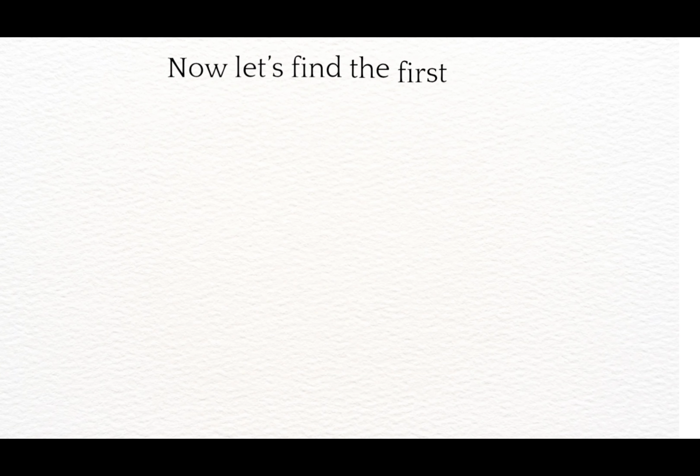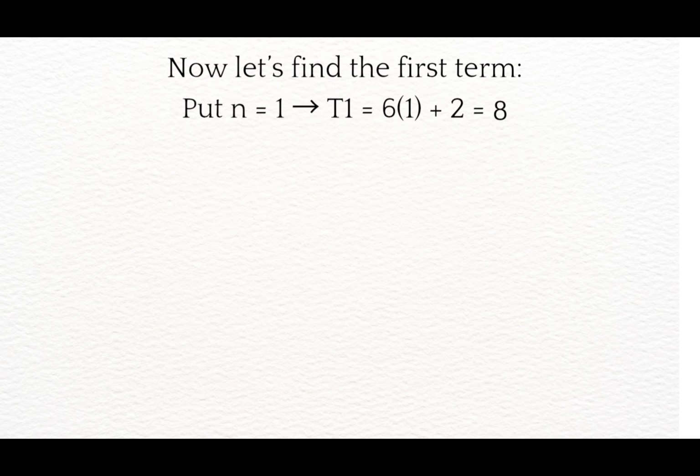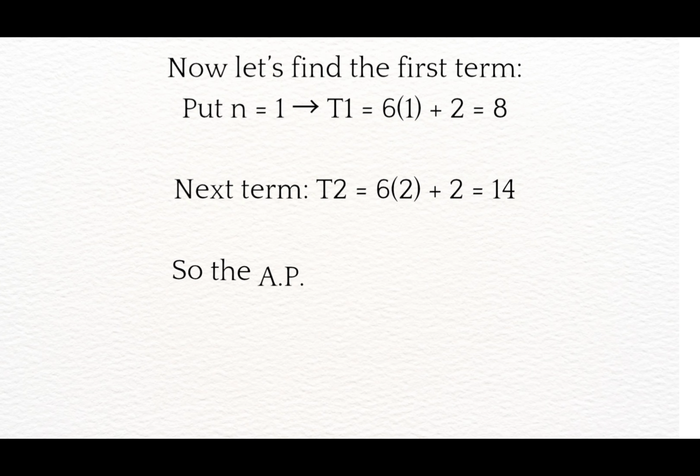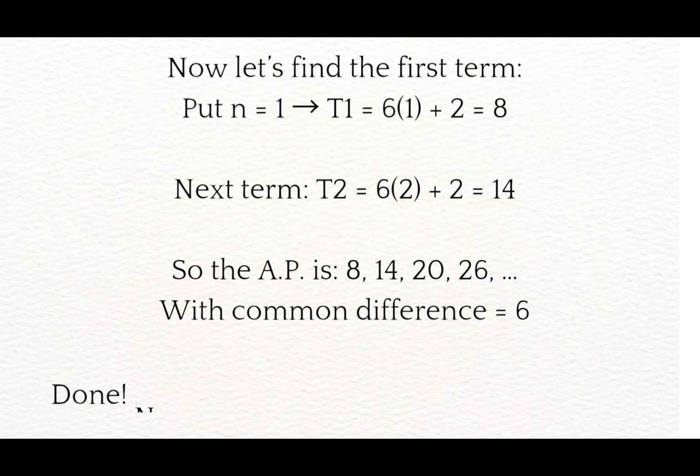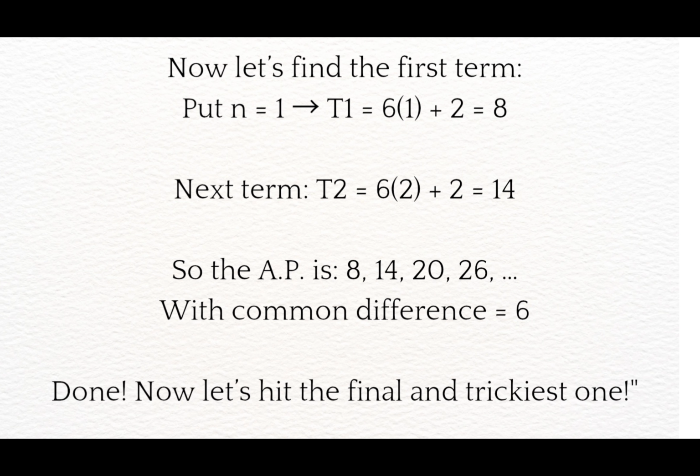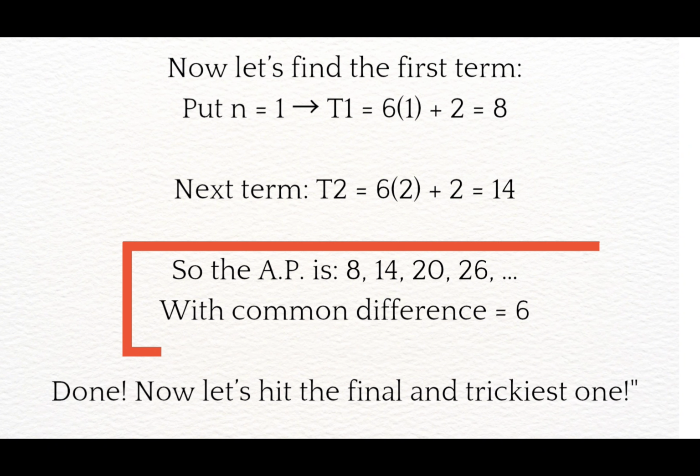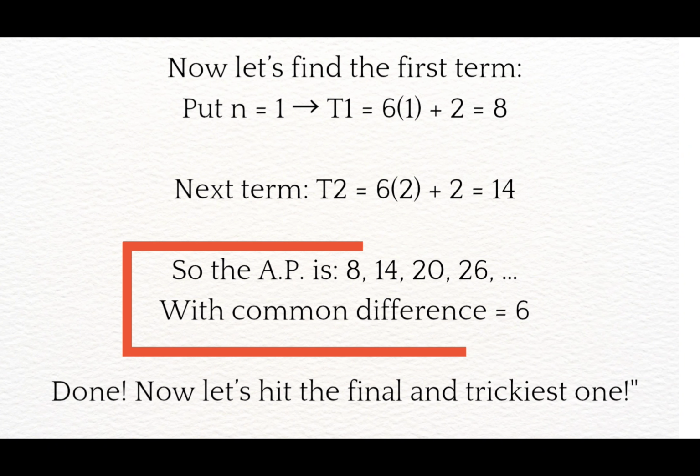Now let's find the first term. Put n equals 1: T1 equals 6(1) plus 2 equals 8. The first term is always our anchor. Next term, T2 equals 6(2) plus 2 equals 14. See the pattern emerging? We're adding 6 each time. So the arithmetic progression is 8, 14, 20, 26, with common difference equals 6.